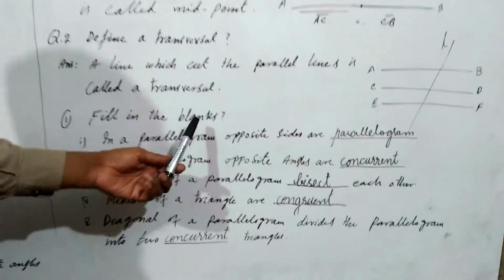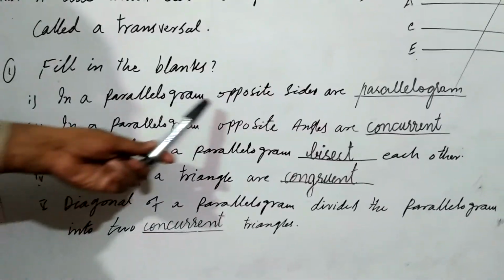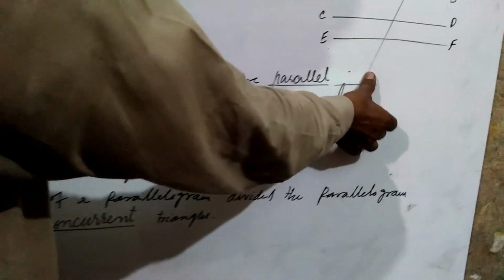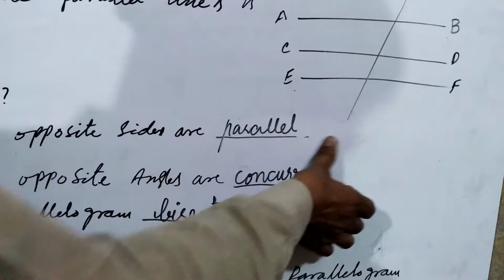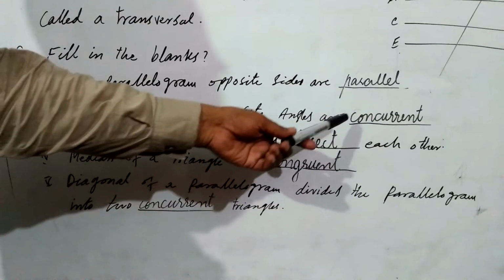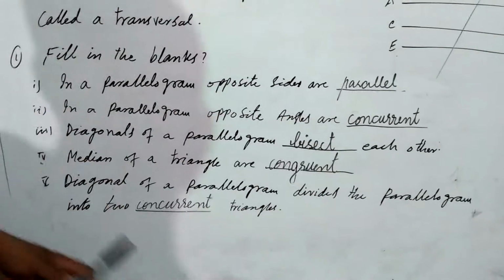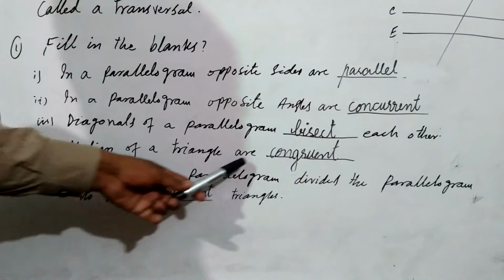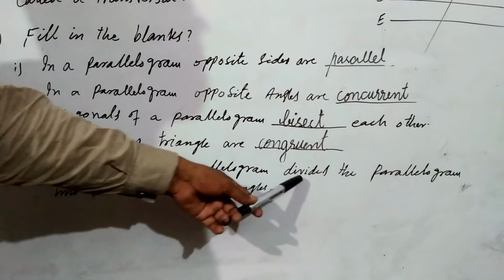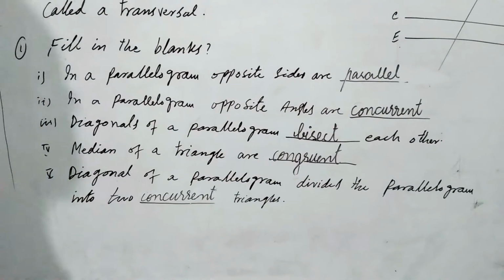Fill in the blanks, which is review exercise 11. Number 1, in a parallelogram, opposite sides are parallel. Number 2, in a parallelogram, opposite angles are congruent. Diagonals of a parallelogram bisect each other. Medians of a triangle are congruent. Diagonal of a parallelogram divides the parallelogram into two congruent triangles.